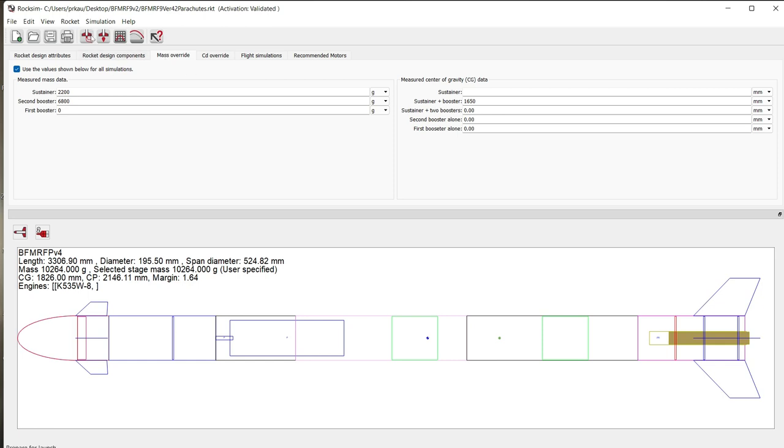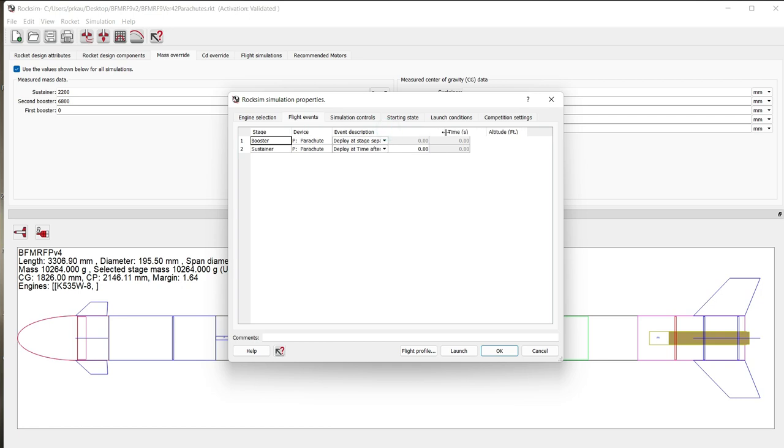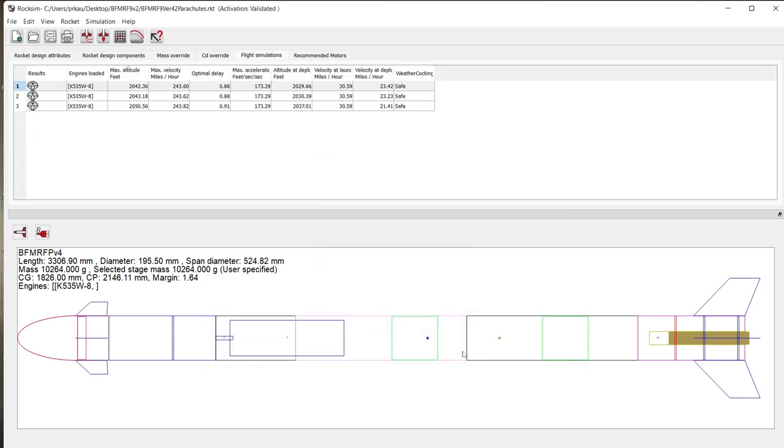So anyway, let's come over here. Let's launch this rocket. Oh, let me go one more thing here. In the flight events, I've got the parachute set to deploy appropriately, the booster deploy at stage separation, sustainer deploy at time after ignition. Okay, so let's go to launch here.